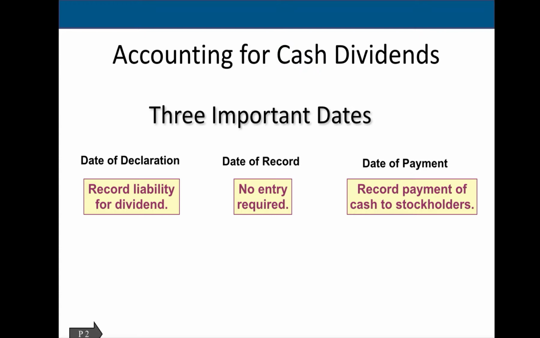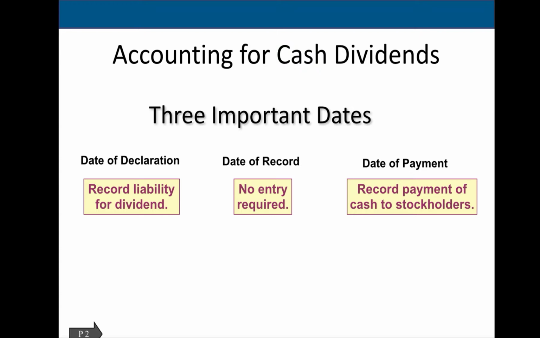At the date of declaration, when the corporation commits to paying a dividend, they incur the liability as of that date. Okay? So as of the date of declaration, you would record a journal entry that shows that you now owe your stockholders the dividend that you said you were going to pay.